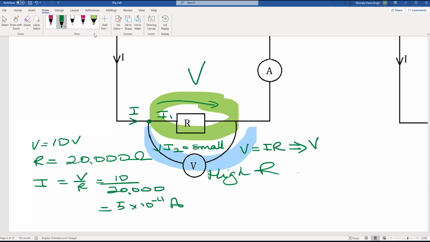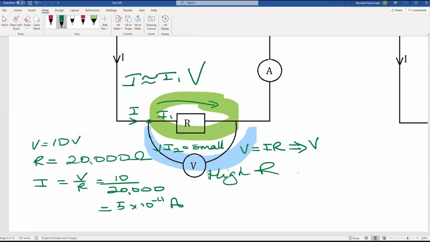It has a very high resistance, so that means it pulls a very small current. That current is so small that I is nearly equal to I1. We get nearly the full amount of current passing through your resistor, and that way we could work out V is equal to IR.